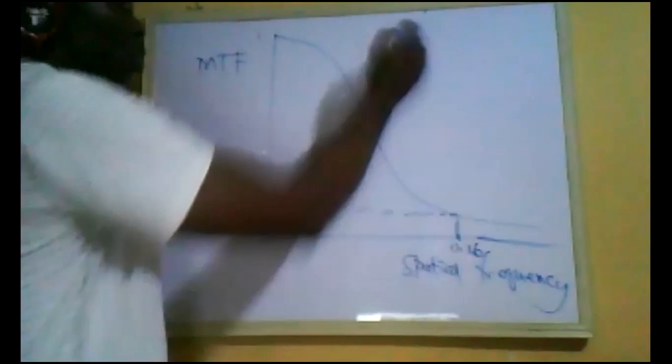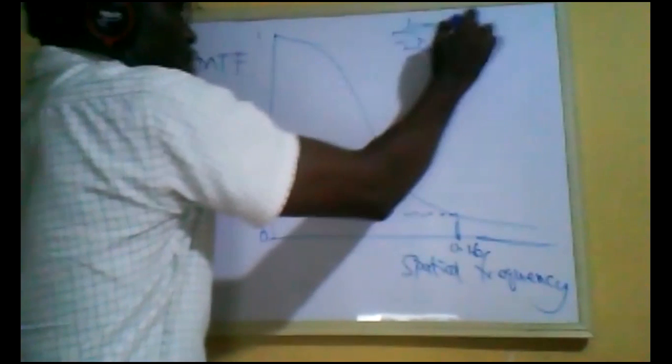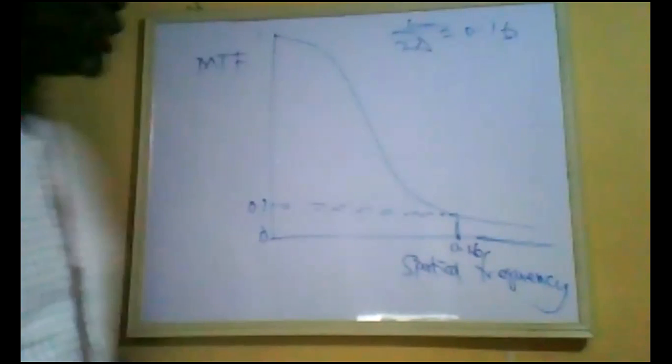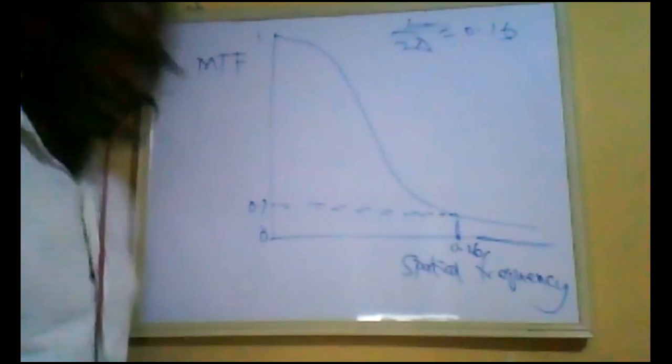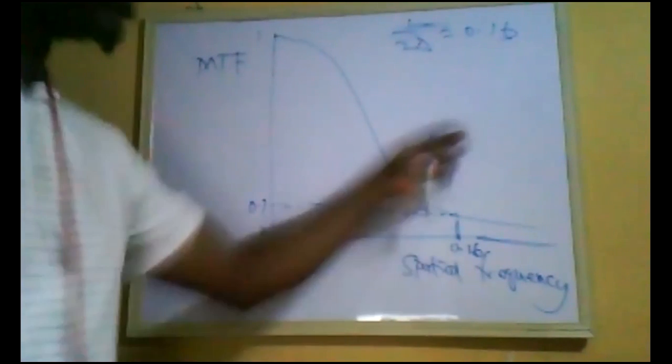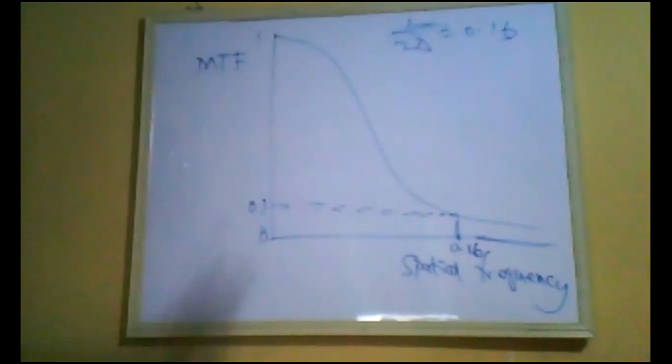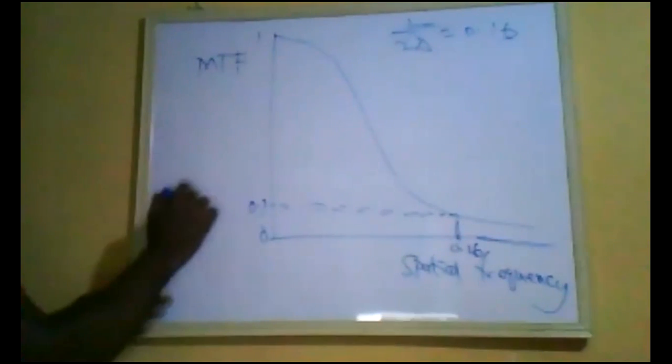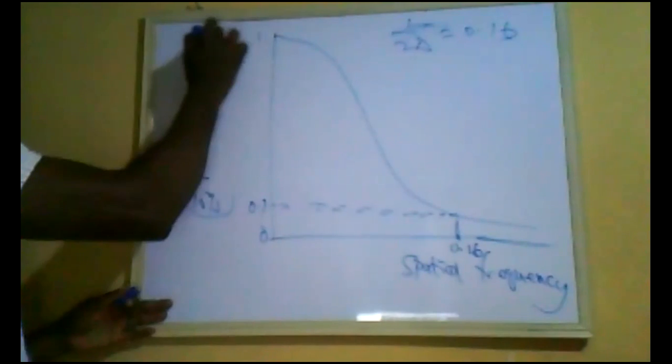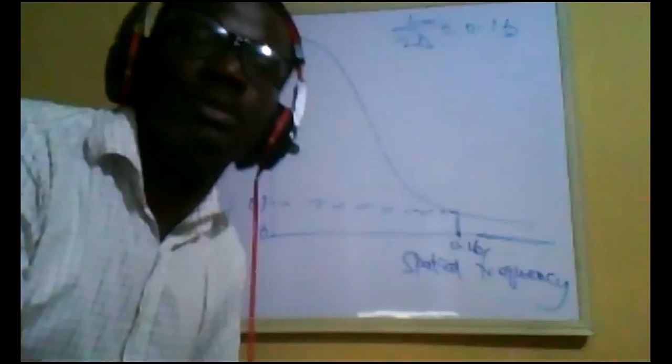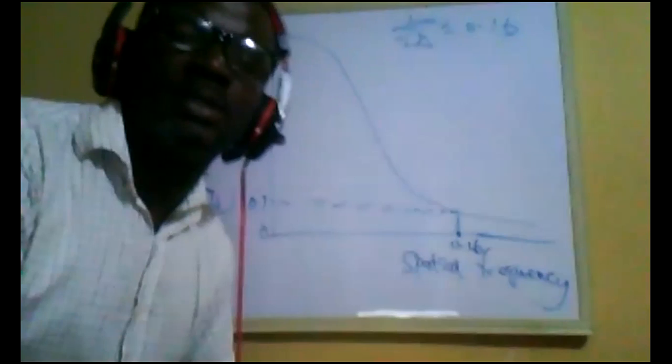Assuming it is 0.16, that means 1 over 2 lambda is 0.16. So we can now get the line separation, or the smallest diameter, as the case may be, that this particular system can resolve. So it's actually 10%. This is 0.1, which is like 10%. This is 100%. So what did we do here? Okay, let's continue. We are almost done.